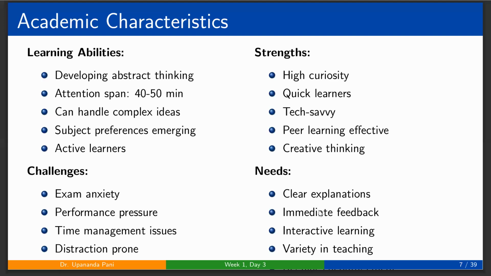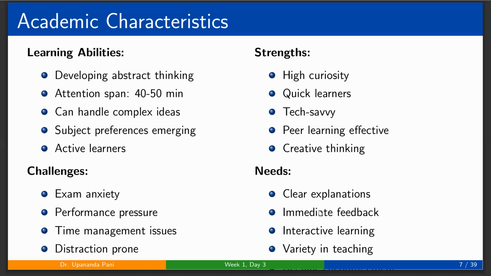So what are the academic characteristics? You can categorize academic characteristics under four headings. First is learning abilities. Learning abilities include developing abstract thinking. Attention span will be 40 to 50 minutes, and they can handle complex ideas. Subject preferences emerging, and they are basically active learners.